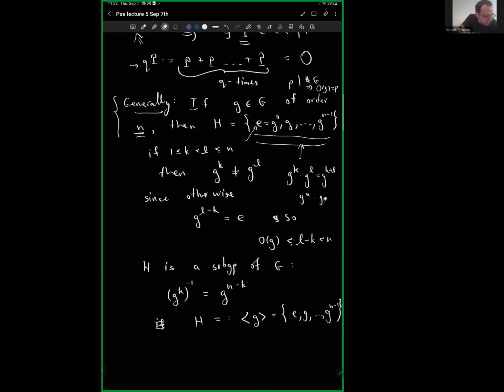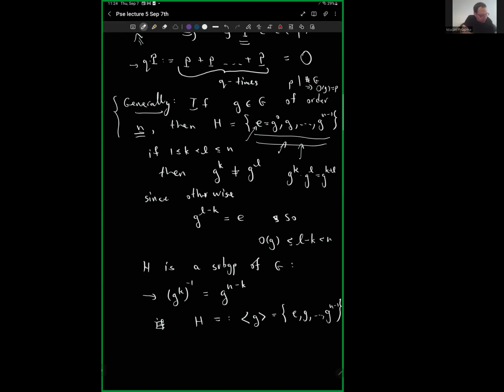So this set is closed under multiplication, and moreover, every element has an inverse. Why? Because if you take g^k, then g^(n-k) is going to be the inverse. If you multiply g^k and g^(n-k), you get g^n, which is e. So every element in this set H has an inverse. So H is in fact a subgroup.